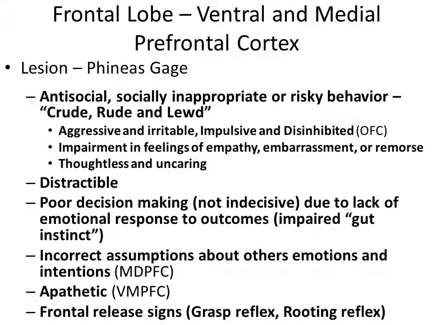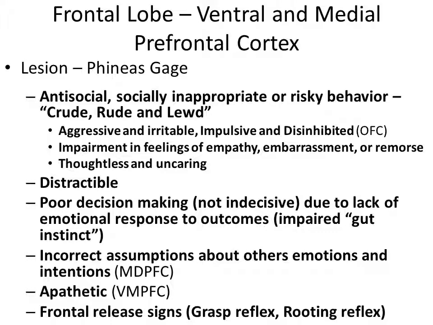It's not really that they're indecisive, but they no longer have a gut instinct, or they don't respond to that gut instinct. So they make poor decisions. They make decisions, whereas with the dorsolateral prefrontal cortex, they just can't make a decision. Here, they make a decision, but it's oftentimes not a good decision. They might misinterpret others' emotions or their intentions. They can be apathetic. And again, we see those reflexes coming back. A couple of these, you'll see I gave you specific regions. I'm not going to ask you to know the regions. Just know we're talking more the ventral medial part of the prefrontal cortex. These are the things you want to think about.